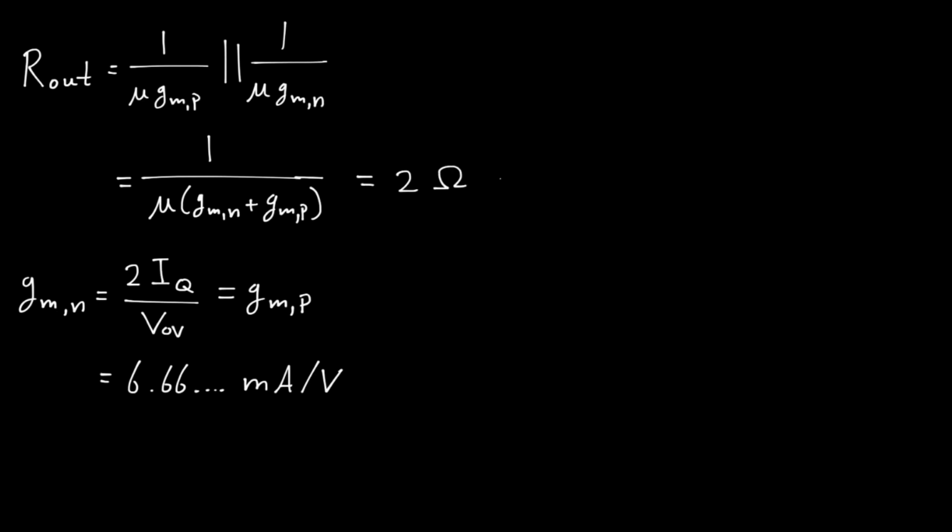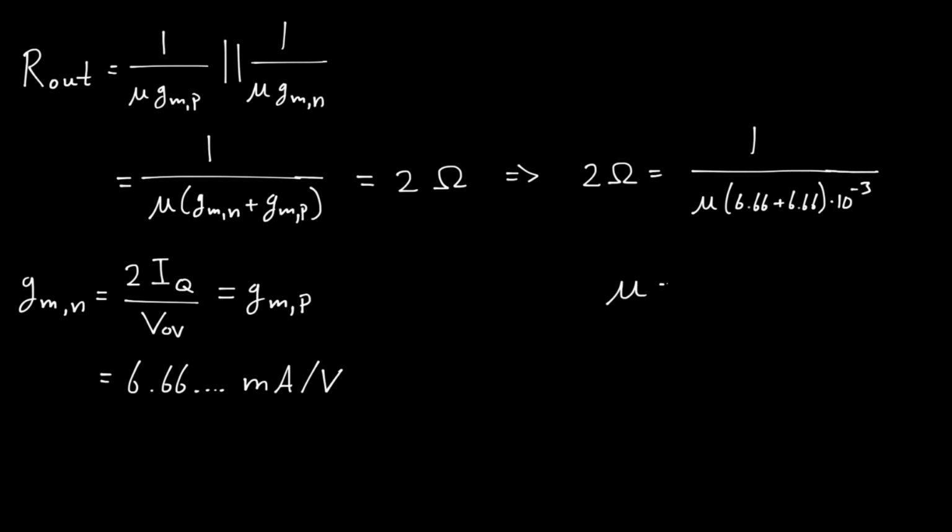And now the final step is to remember that that output resistance should be equal to 2 ohms. So if we now fill in these two parameters, that means that 2 ohms has to be equal to 1 over mu times 6.66 plus 6.66, times 10 to the power of -3. And if we rewrite this to find mu, that'll give you that mu is equal to 37.5.